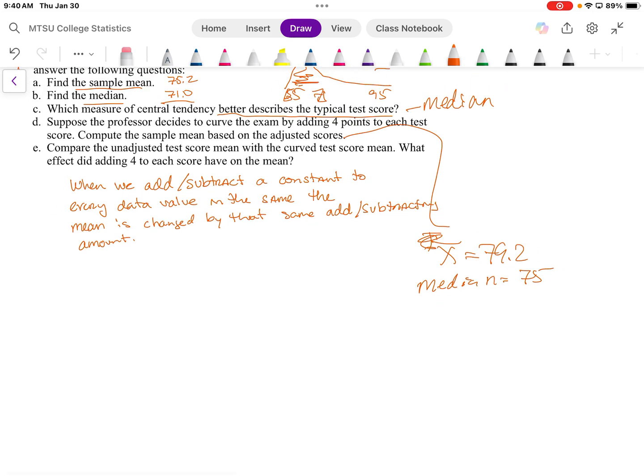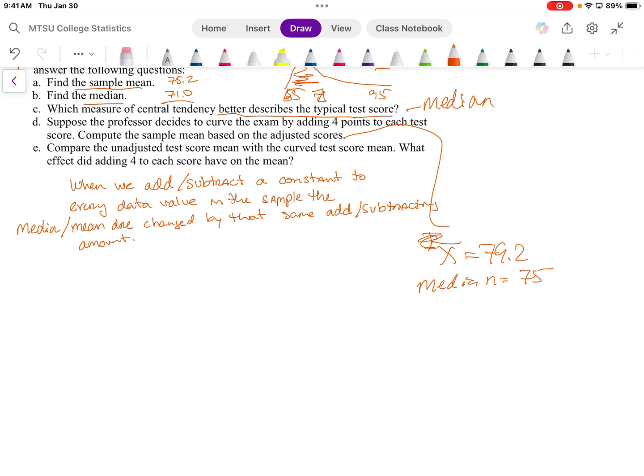So we could actually adjust: when we add or subtract a constant amount to every data value in the sample, the median and mean, both of them, are changed. We can actually tweak that to say mean and median are changed by the exact same amount that you add or subtract.